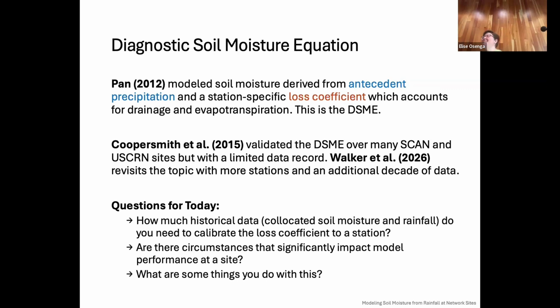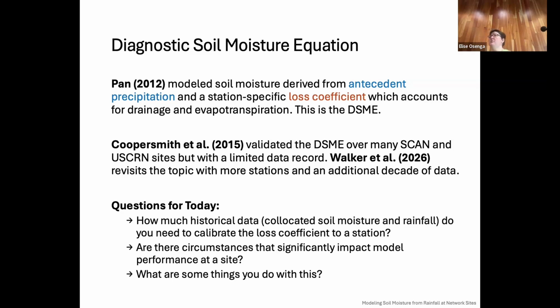All right, so we're going to talk about the diagnostic soil moisture equation. This was originally developed in 2012. You take antecedent precipitation, so you have to decide how long a window you're going to look at. For this study, we looked at 30 days, but the original formulation used 90 days. And then you use a station-specific loss coefficient. So you're taking co-located soil moisture and precip information and asking how soil moisture decreases with time after rainfall. So it's related to drainage and evapotranspiration.